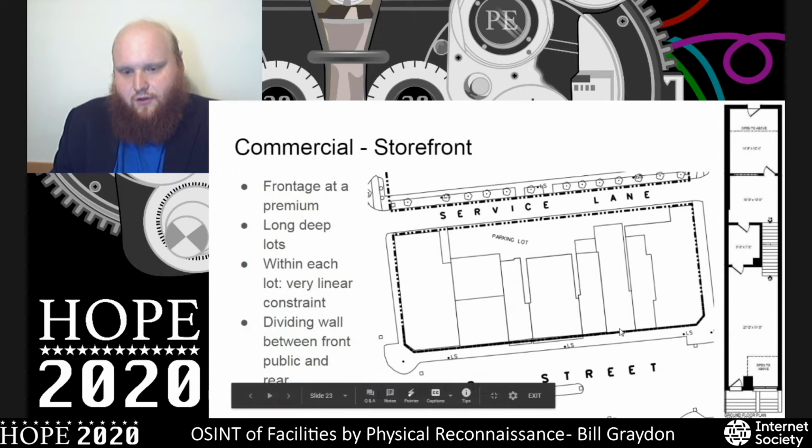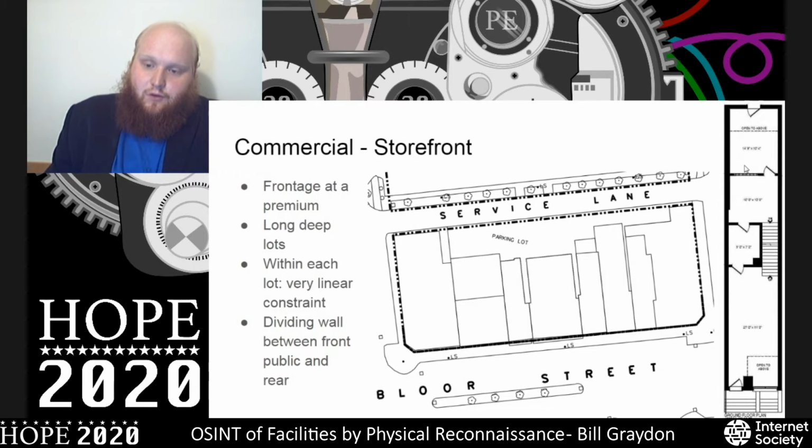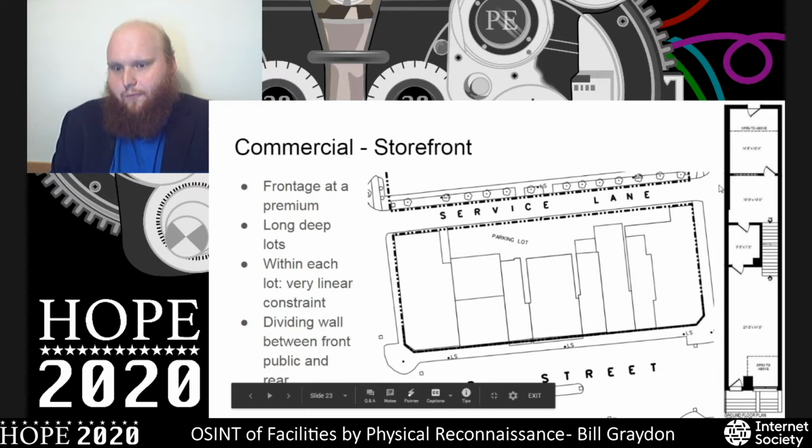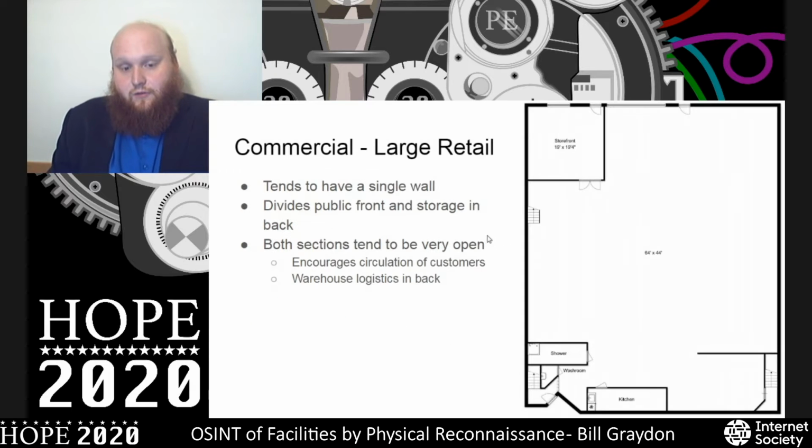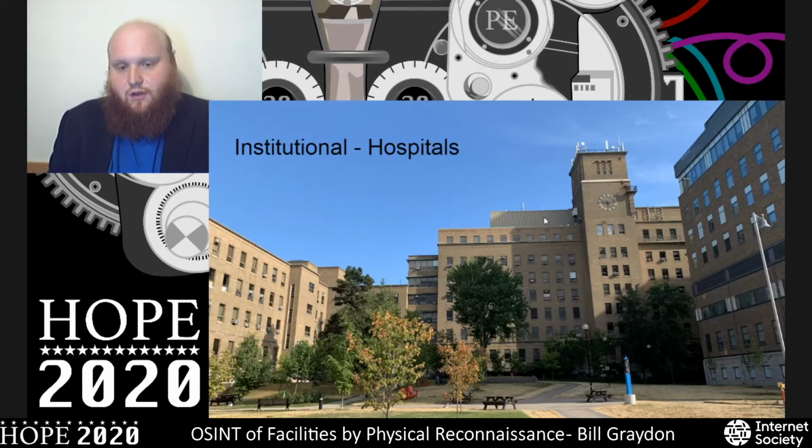For commercial facilities, so storefronts, the frontage is what's valuable there. So they tend to be very long and deep without a large frontage. And within them, that floor plan is now very linearly constrained. And we tend to see usually a single barrier between the front where customers go and the back. For larger retail spaces, you see that as well, because the back tends to be like a warehouse, so it's an open floor plan, and the front as well to encourage customer circulation.